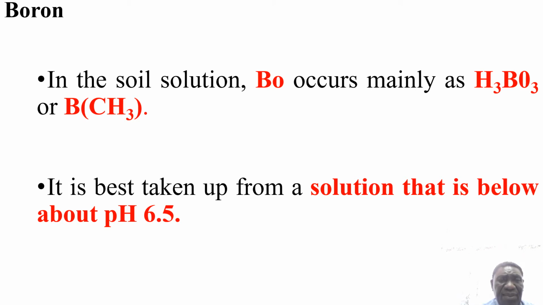Boron in the soil solution occurs as H3BO3 or B(OH)3. It is best taken up from solution that is below about pH 6.5.